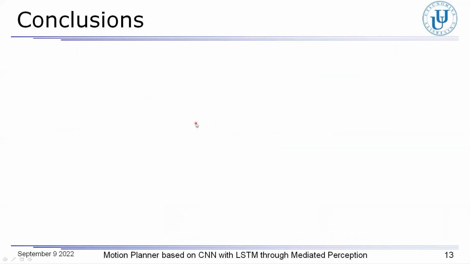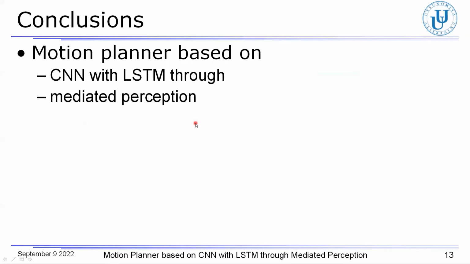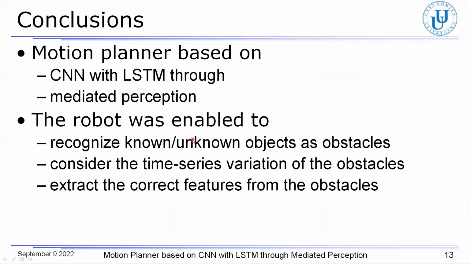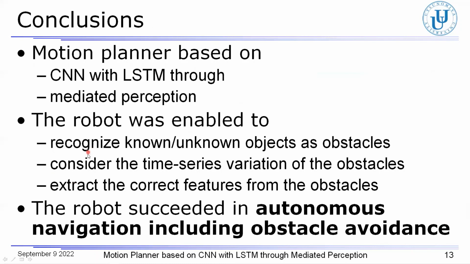Okay, in conclusions, we propose the motion planner based on CNN with LSTM through mediated perception. As a result, the robot was enabled to recognize known and unknown objects as obstacles, consider the time series variation of the obstacles, and extract the corrected features from the obstacles. These results indicate the effectiveness of the proposed motion planner for autonomous navigation, including obstacle avoidance.